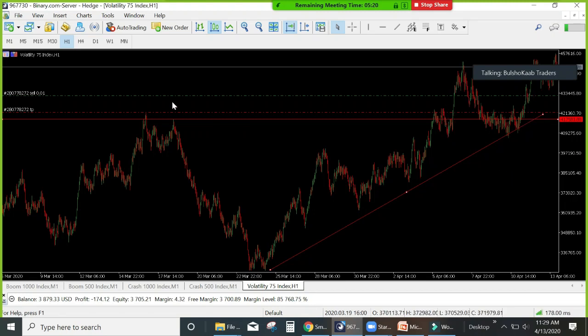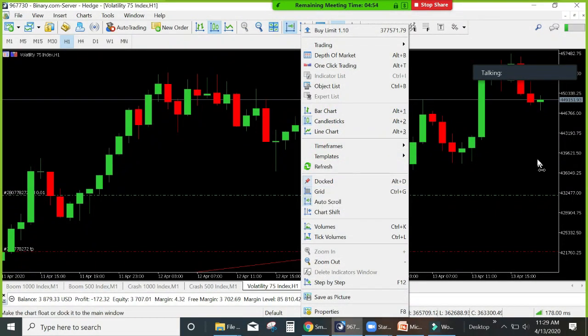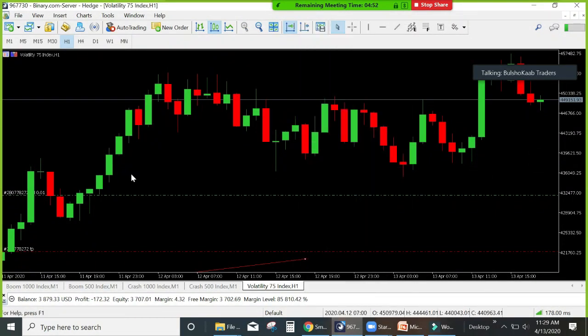So as you see already, I made entry here. I wait, and then it makes some moves down. I mean some decrease, and then I enter sell at that moment. But whenever it came, not here. Okay. I made entry here.